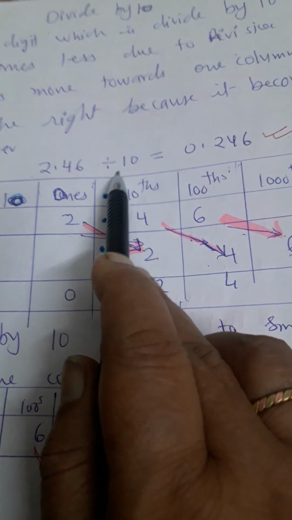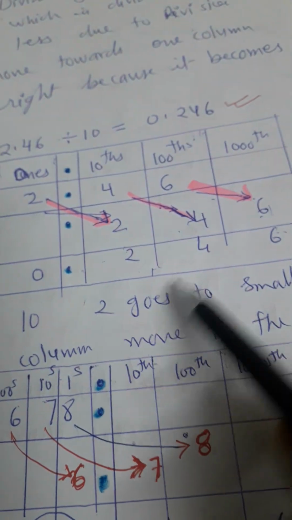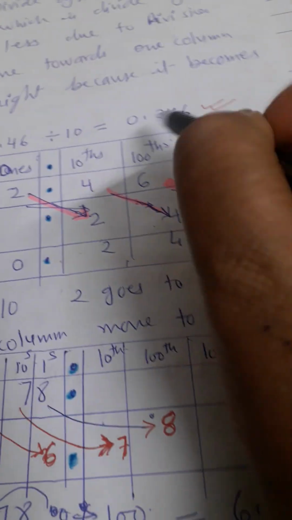So what will be the answer? When 2.46 is divided by 10, the answer will be from here. You will get 0.246. Write down in the box.